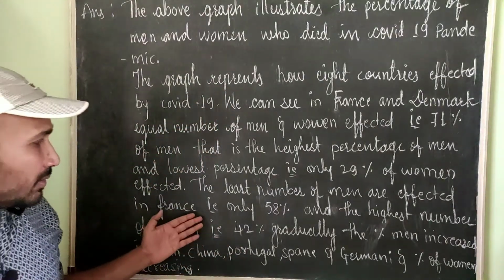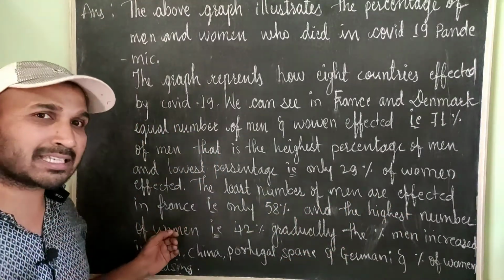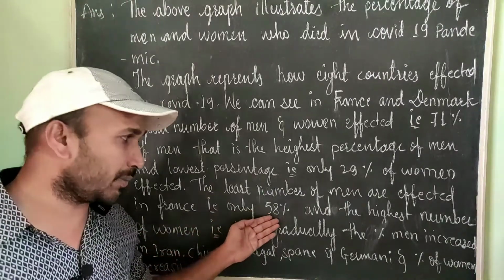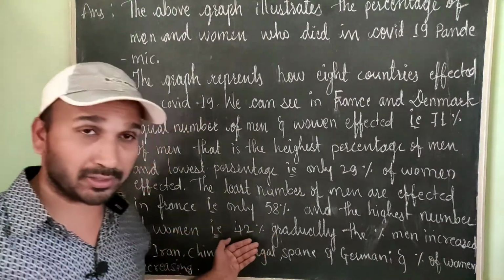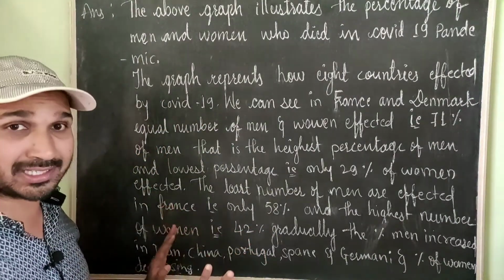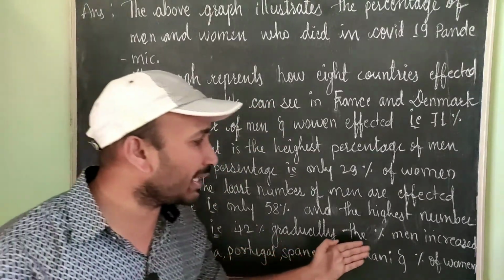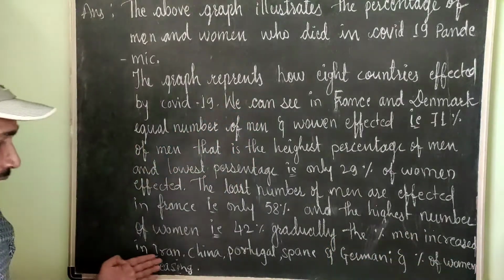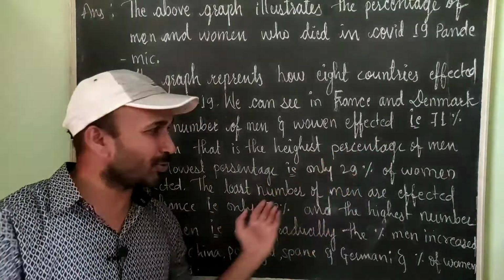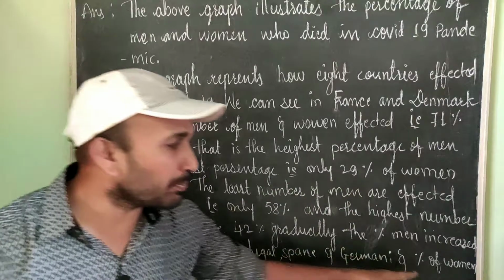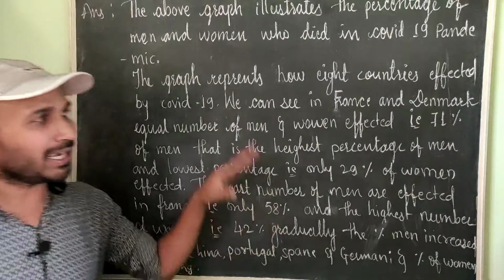Like say the least number of men are affected in France. In France only the least number of men are affected, that is 58%, and the highest number of women, that is 42%. The highest number of women are affected in France itself, as you can see in the graph. Gradually the percentages of men increase in Iran, China, Portugal, Spain and Germany. Thus you can see in the graph it is increasing, and the percentages of the women are gradually decreasing. In this way we can describe.